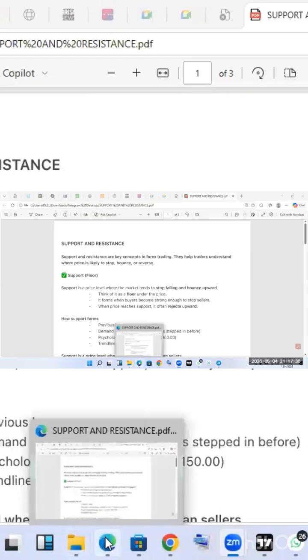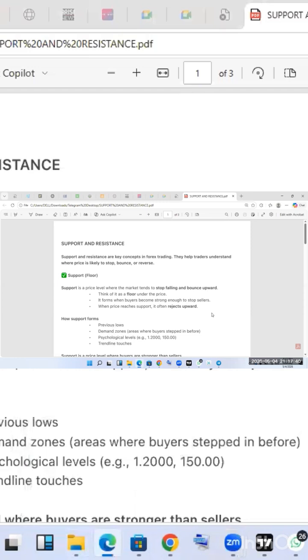Okay. So the topic I want to discuss today is support and resistance. Support and resistance is very important in forex trading. It's a base whereby you determine, when price moves from a particular point, where is it going next? So that's what they call support and resistance.